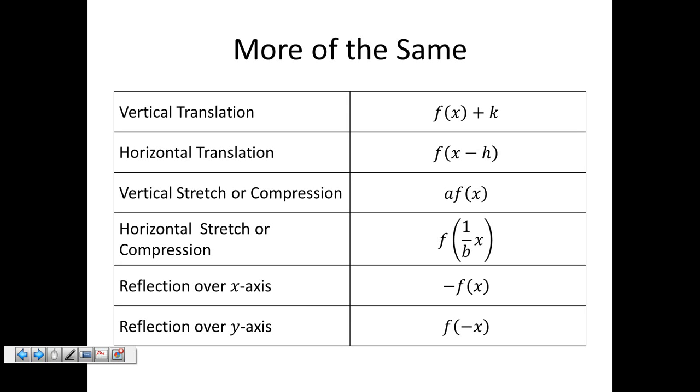All of these rules are exactly the same as they were for polynomials and quadratics and linear functions. You've seen all of this before. We're just going to now apply this to an exponential function and a logarithmic function.